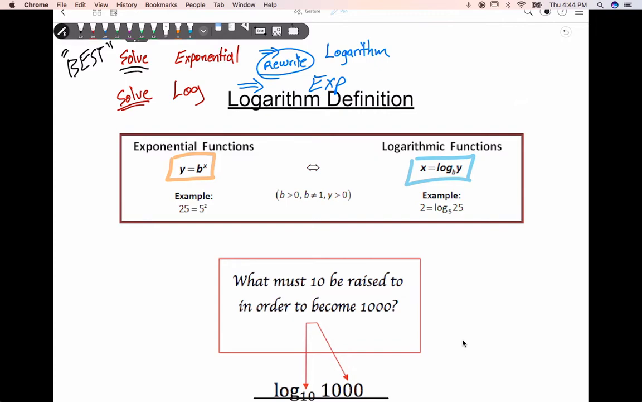So let's talk about some things first. How do we read these equations? I'm going to highlight them as I go. I'm going to read it as y is equal to b to the power of x. Otherwise, 25 is equal to 5 to the power of 2, or you could say 5 squared. But the way that I'm going to read a logarithmic function is the following: x is equal to log base b of y. I'll read that again. x is equal to log base b of y.